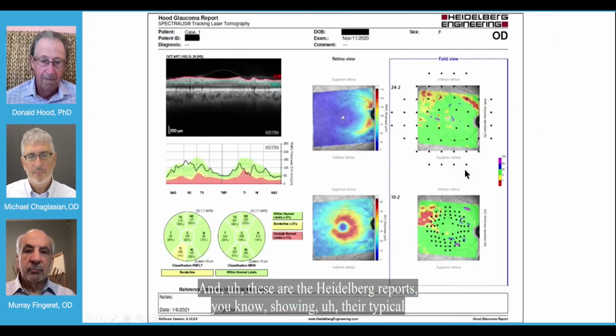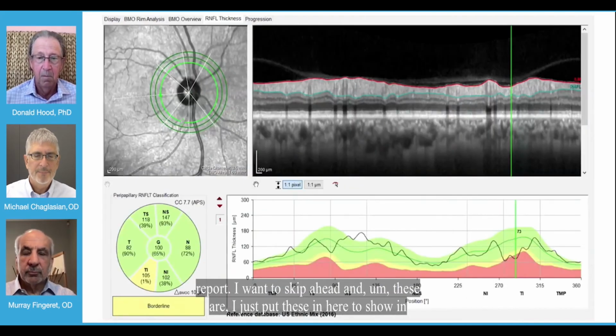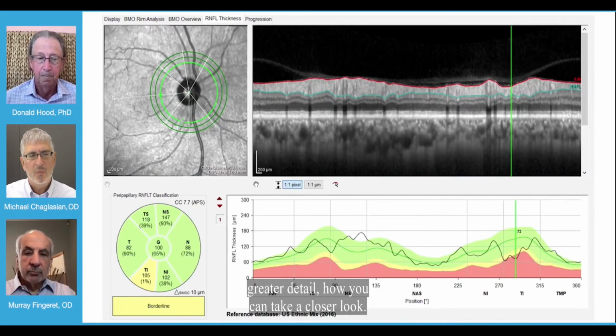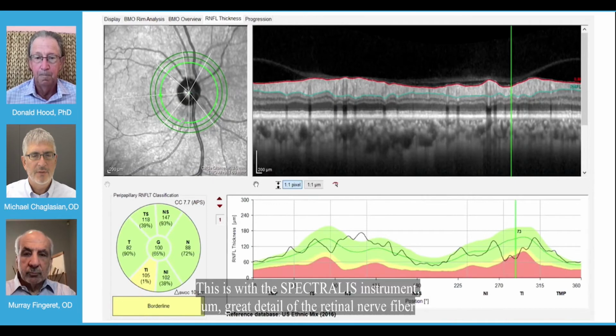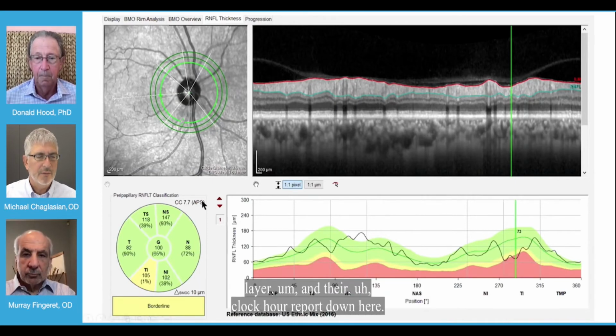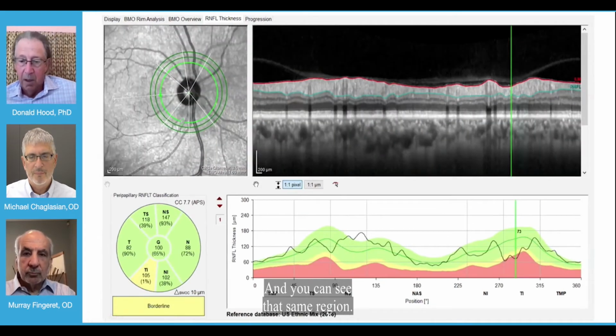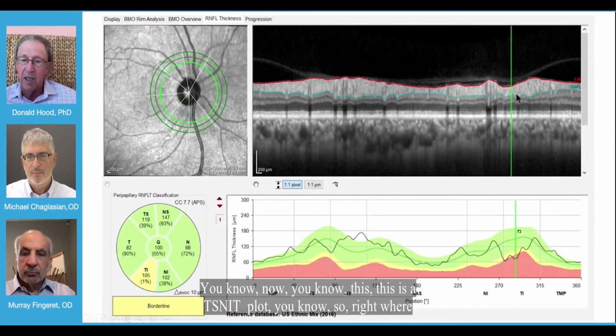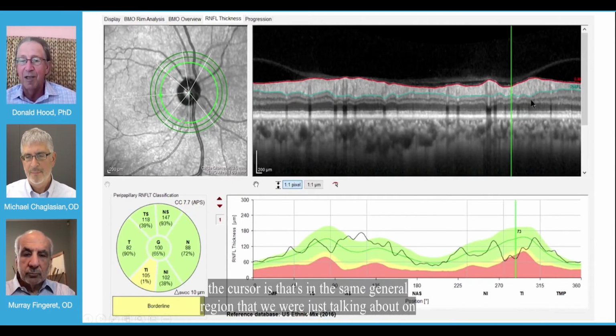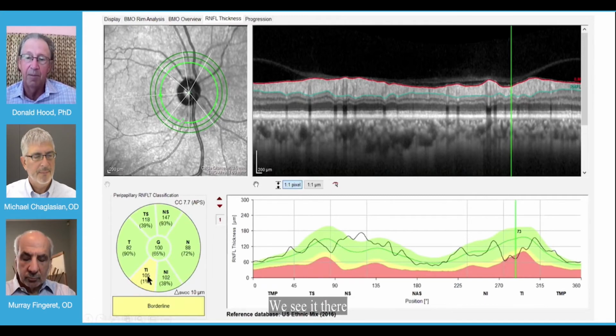And these are the Heidelberg reports, showing their typical report. I want to skip ahead, and I just put these in here to show in greater detail how you can take a closer look. This is with the Spectralis instrument, great detail of the retinal nerve fiber layer, and their clock hour report down here. And you can see that same region. This is a T-SNP plot. So right where the cursor is. Yep. That's in the same general region that we were just talking about on the TopCon. Yep. Yeah. Temporal inferior. You see it there. That's right. Yeah, and over here on the clock hour report.